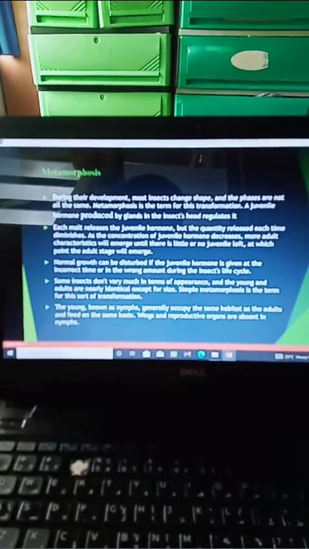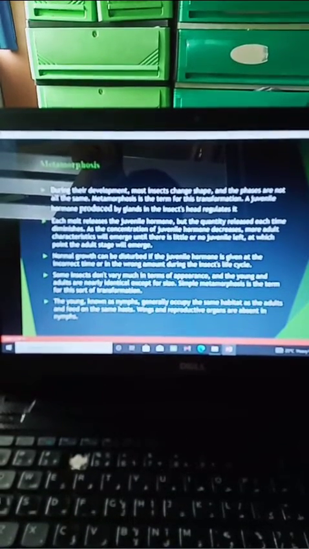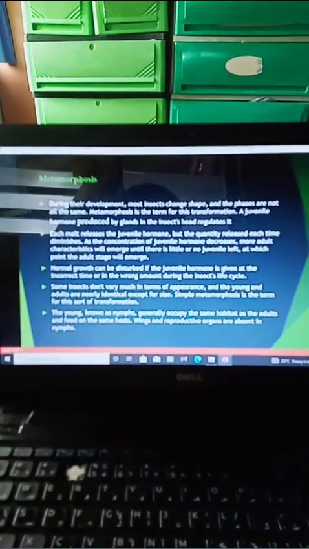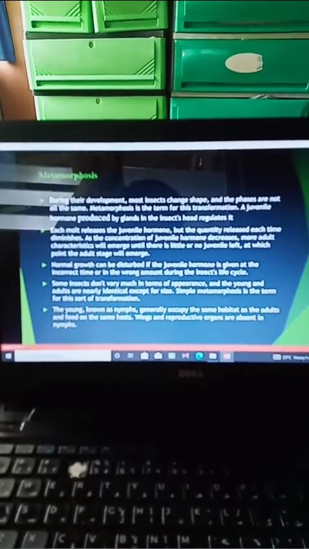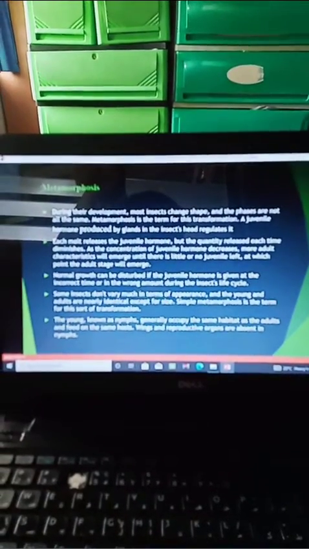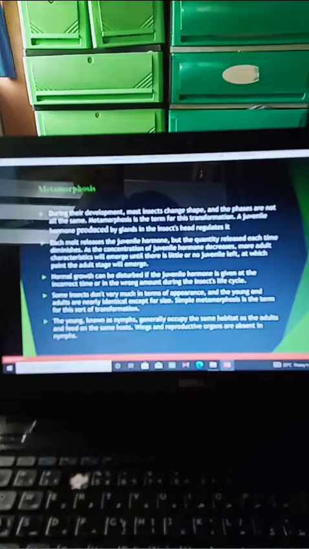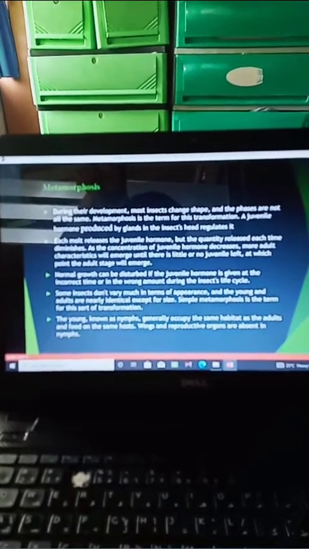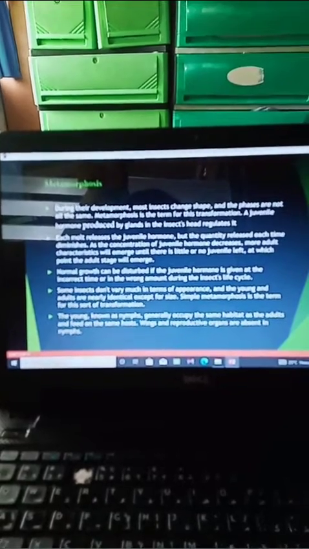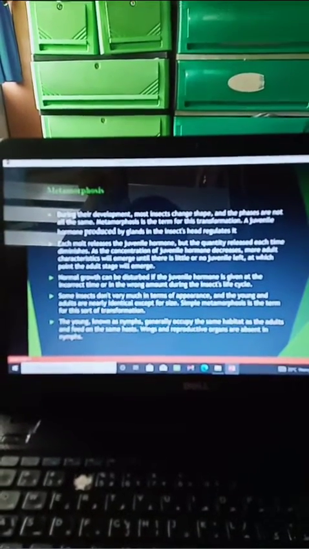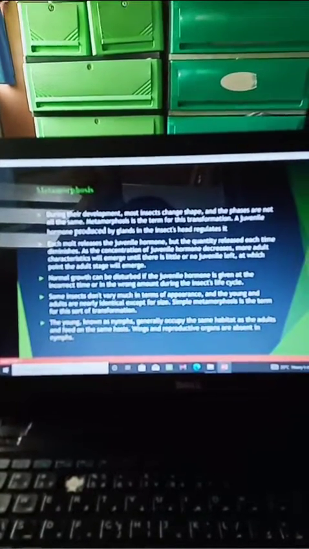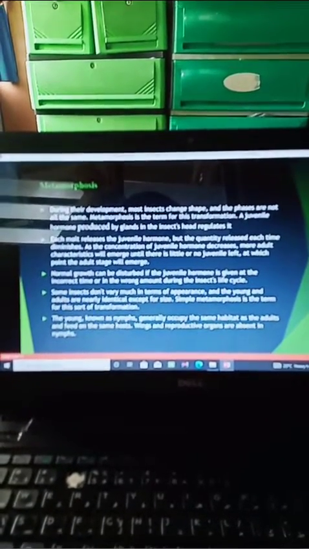Metamorphosis. During their development, most insects change shape in a phase or process termed metamorphosis, which is a transformation regulated by juvenile hormones produced by glands in the insect head. Each moult releases the juvenile hormone, but the quantity released each time diminishes as the concentration approaches the point at which the adult stage will emerge. Normal growth can be disturbed if the juvenile hormone is given at the incorrect time or in the wrong amount during the insect life cycle.